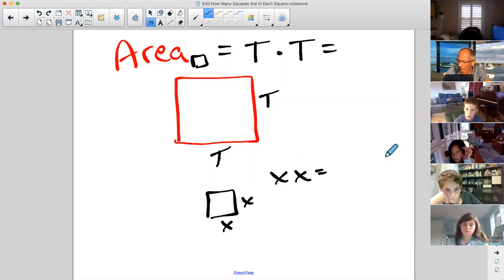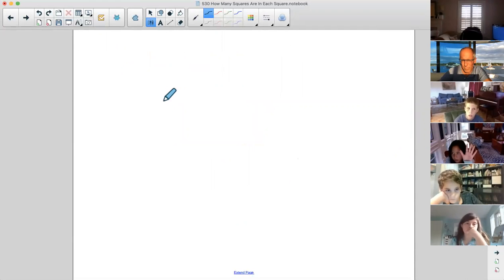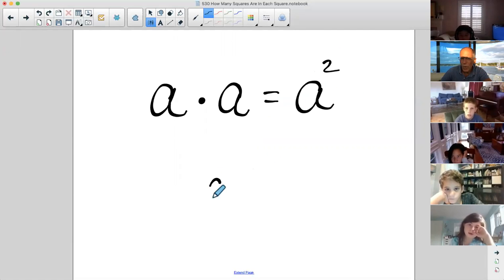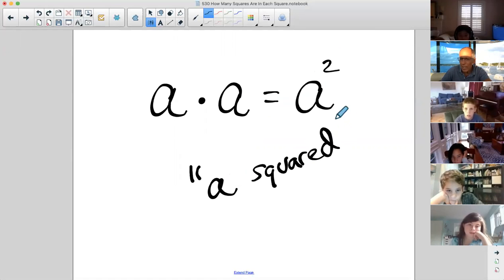I think you're going to laugh when I tell you. When you take a number, a, and you multiply it by itself, guess what you get? A squared. It literally is called a squared, and you put a little exponent of 2. That's what a times a is. And that's the area.